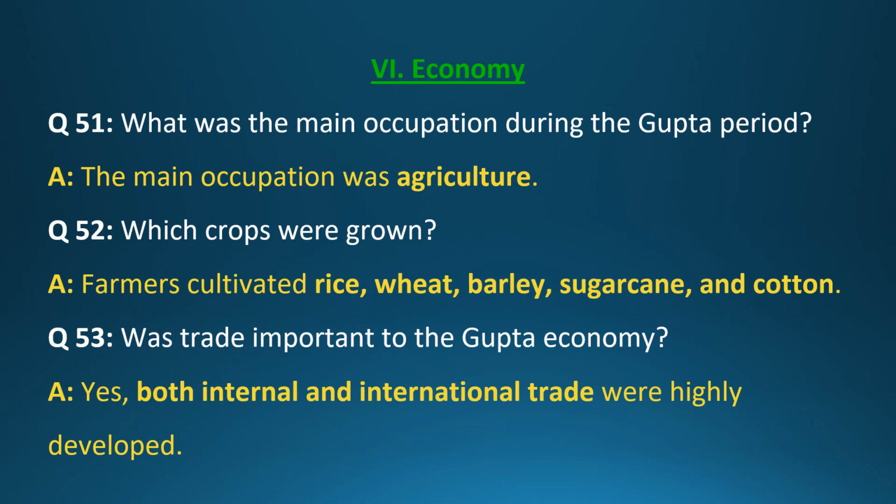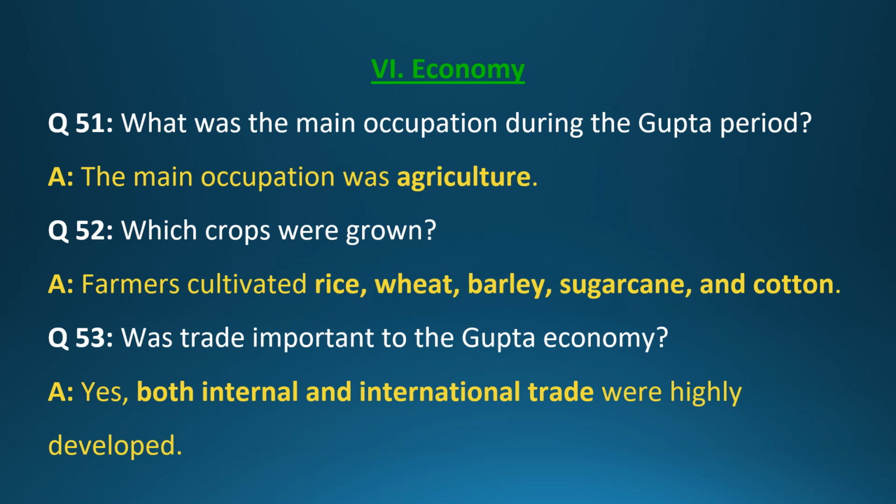Section 6. Economy. Question 51. What was the main occupation during the Gupta period? Answer: the main occupation was agriculture. Question 52. Which crops were grown? Answer: farmers cultivated rice, wheat, barley, sugarcane, and cotton.